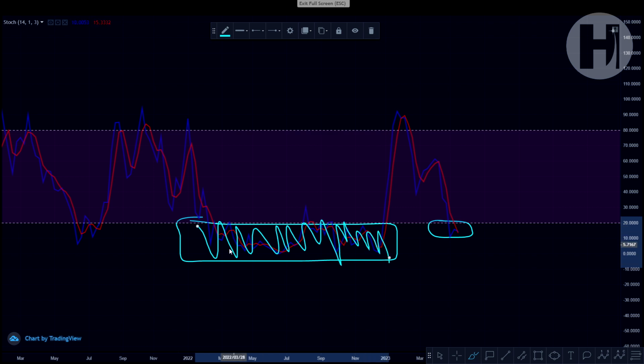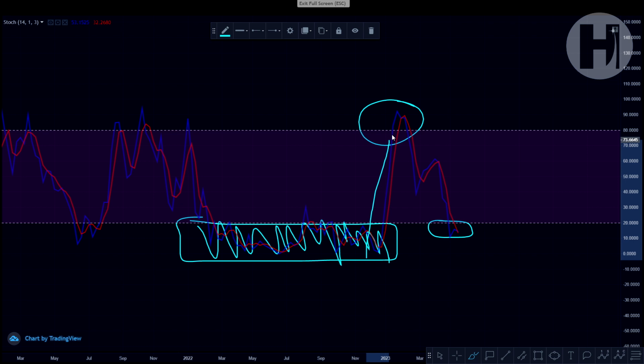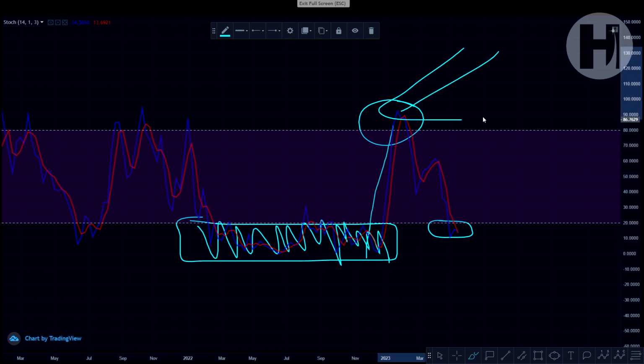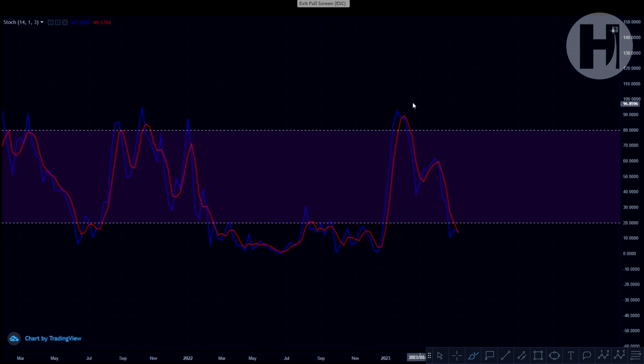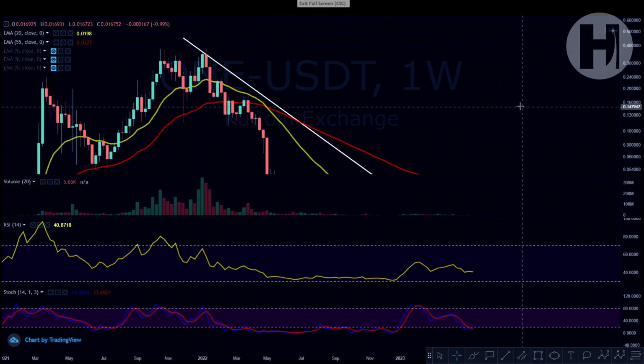You could have been accumulating this entire time, and look at the profits. You had a massive move to the upside. You could have taken your profits here, and that would have been it. If you were looking for a swing trade, looking to take some profits, that would have been it. If you can, let me show you.